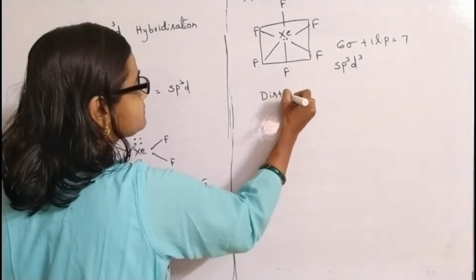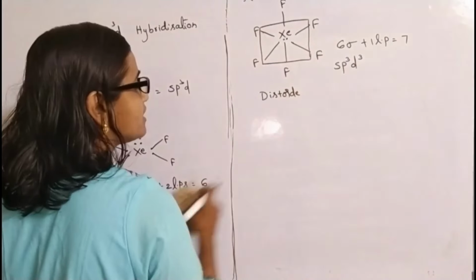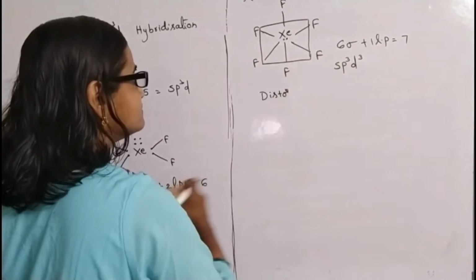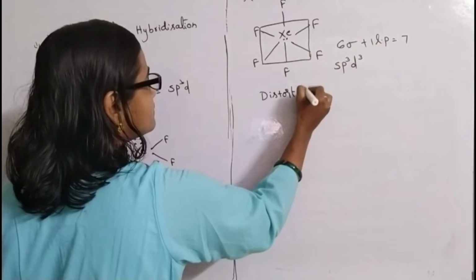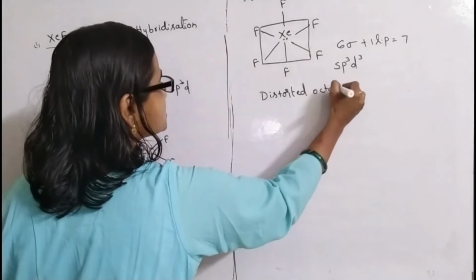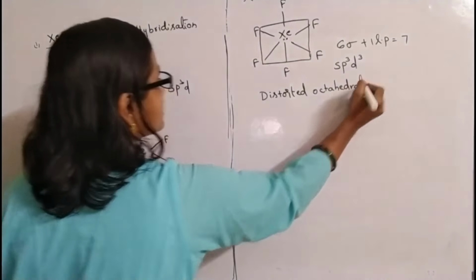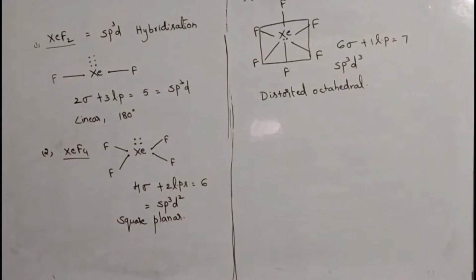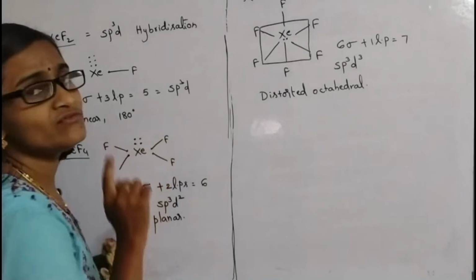Distorted octahedral. Now, distorted octahedral shape you will find. So these are the compounds of xenon with fluorine.